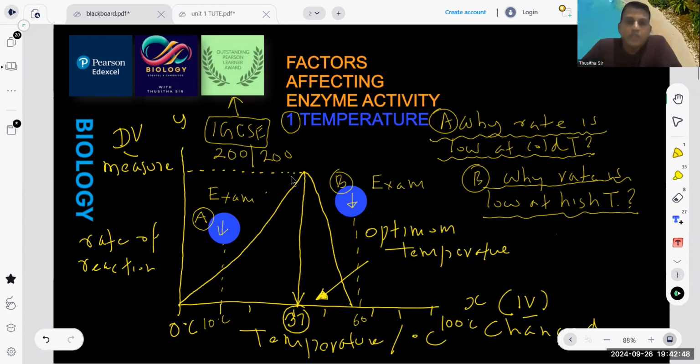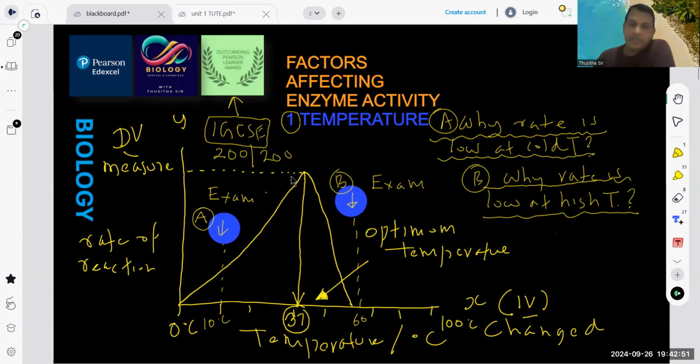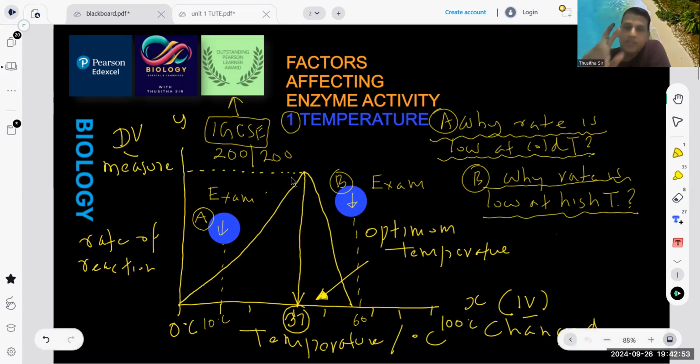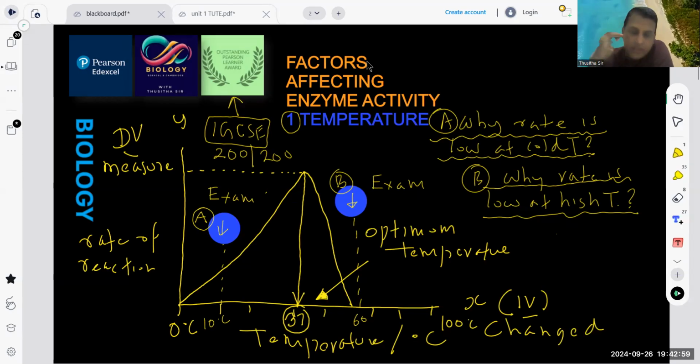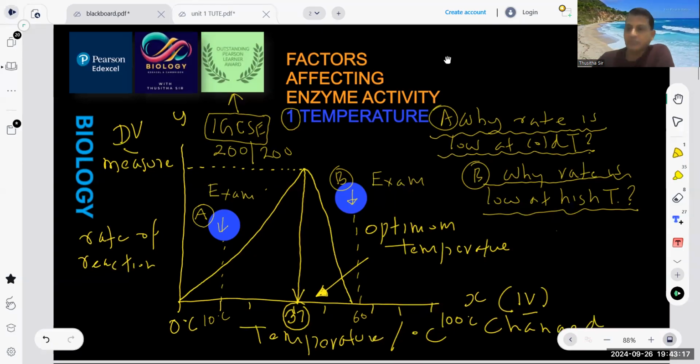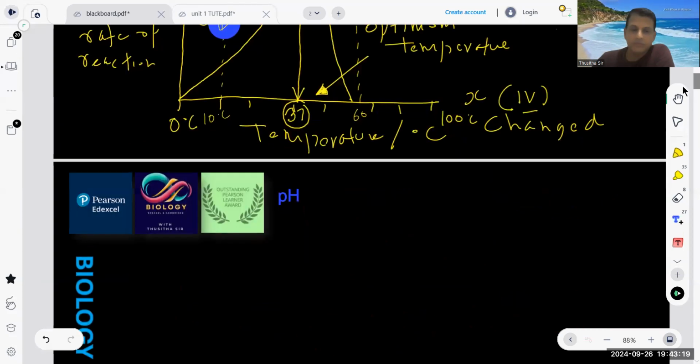Right. So we learn here there are two factors which can increase or decrease the rate of reaction when enzymes are involved. Second one, pH.